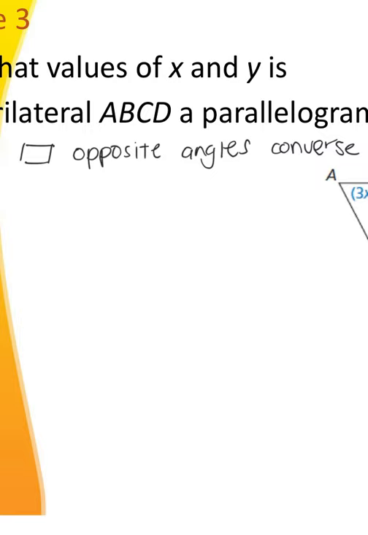And we're going to get two sets of equations. What's one of them? 4y equals y plus 87. What's another one? 3x minus 32 equals 2x. Good. 3x minus 32 equals 2x.